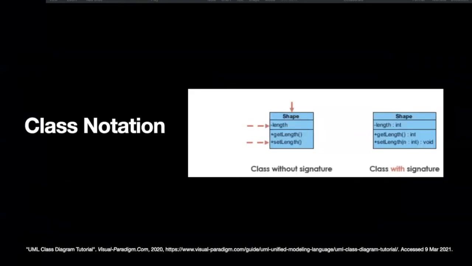So the first thing you'll notice in the UML diagram is that there are several different boxes. Each box is a separate class.